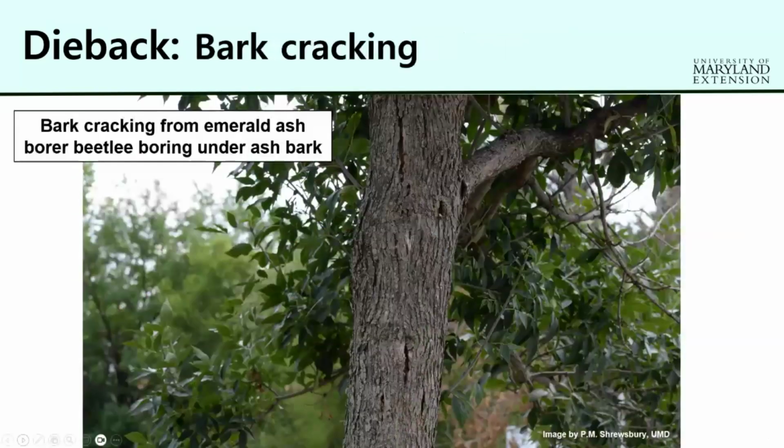Bark cracking. So if we don't have the bark falling away, typically if we're seeing cracking, that could be an indicator that we are having galleries and boring underneath that bark, because when they're moving around underneath that bark, it can lead to cracking and fracturing from the outside perspective of our woody plant. So this is cracking that's caused by emerald ash borer, as we can see in this photo.